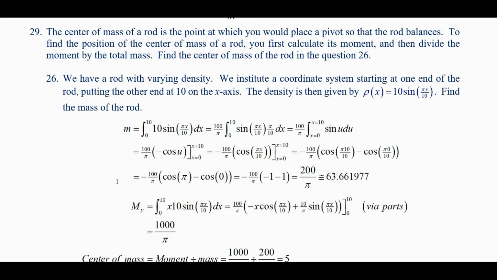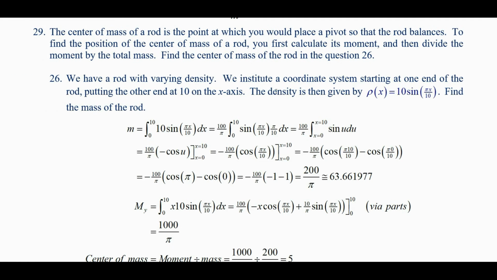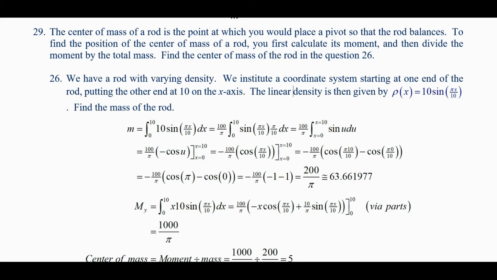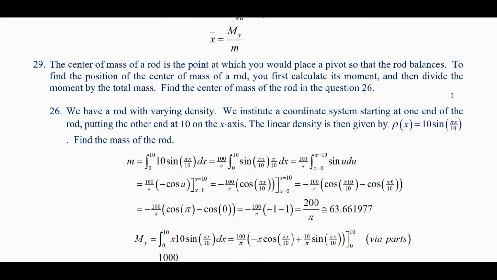Well, back in question 26 from the previous video, we had a rod of varying density. It was 0 at one end and 10 at the other end on the x-axis. The density was given by rho of x equals 10 times sine of pi x over 10. And find the mass of the rod. Maybe I should go ahead and call that a linear density, because it's a mass per linear unit.